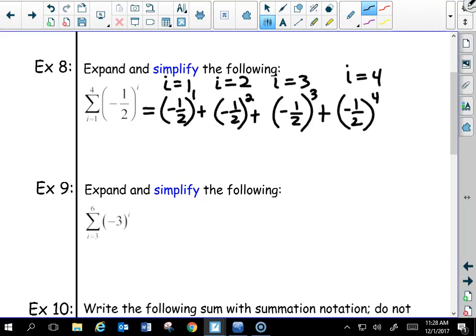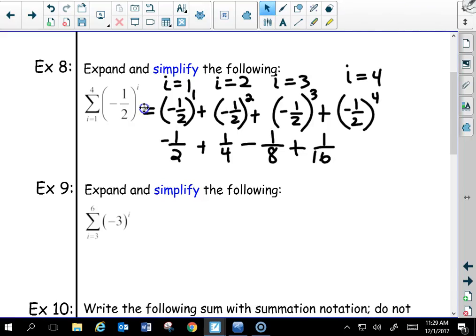All right. Negative 1/2 to the 1, that's just negative 1/2. When you take a negative to an even power, it goes positive. 1/2 times 1/2 is 1/4. When you take a negative to an odd power, it's always negative, and 1/2 to the third power is 1/8. And again, even power, it's going to go positive. 1/2 to the fourth power is 1/16.